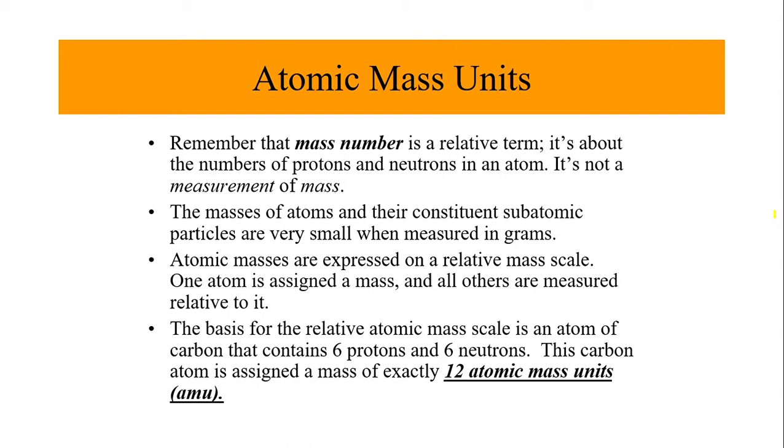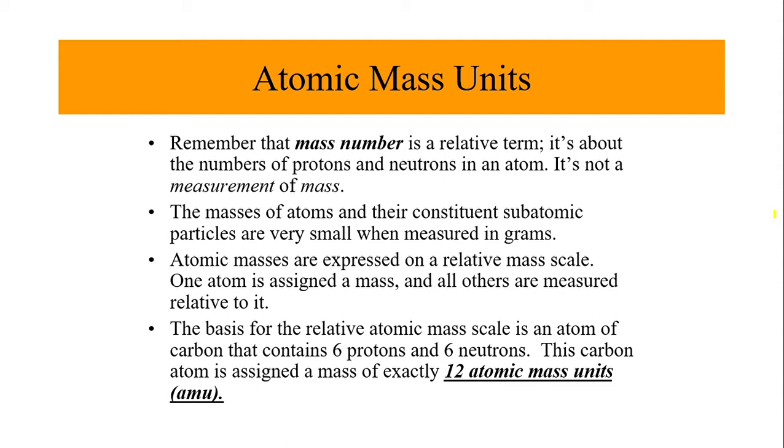Remember that the masses of atoms and of their constituent subatomic particles are very, very small when you measure them in grams. For example, the mass of a single carbon-12 atom is about 1.99272 times 10 to the negative 23rd grams. And that in itself is 12 times the mass of a single hydrogen atom. So these are very unwieldy numbers, and values that we cannot even imagine how to measure in a lab. So what we're going to do is create a different scale of measurement.